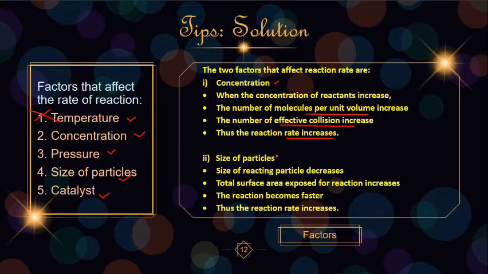And the second one, I choose size of particles. Actually, you can choose a catalyst if you want. But for this question I choose size of particles. When the size of reacting particles is smaller, the total surface area exposed for the reaction will increase. So the reaction becomes faster. Thus the reaction rate will increase.